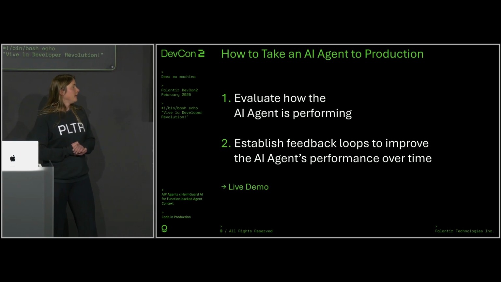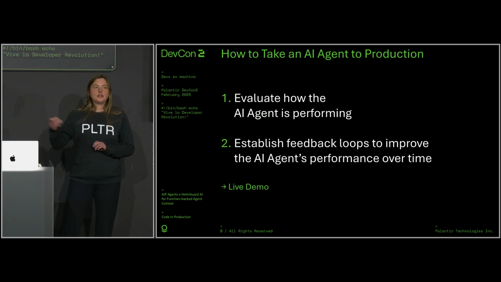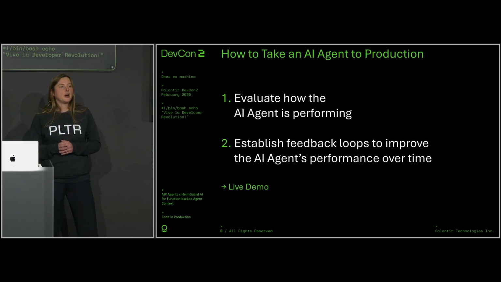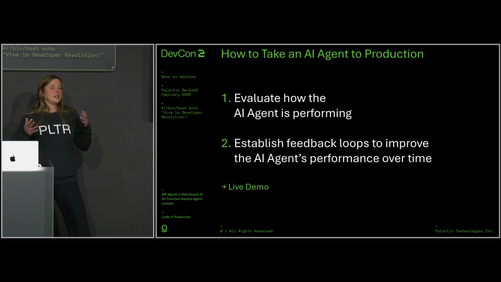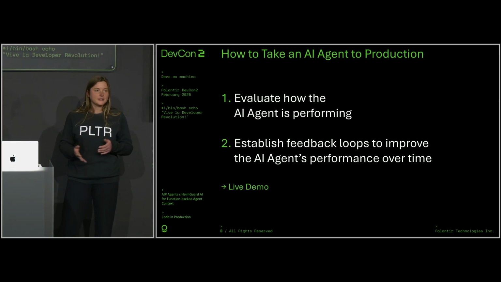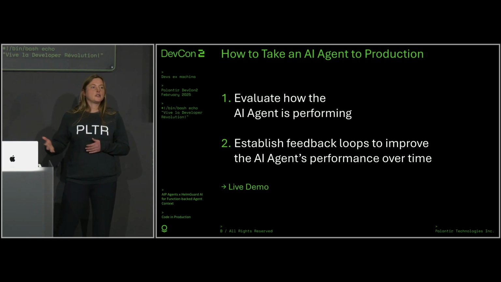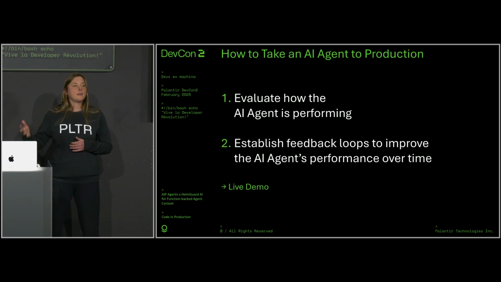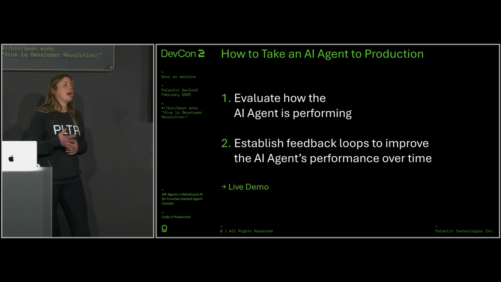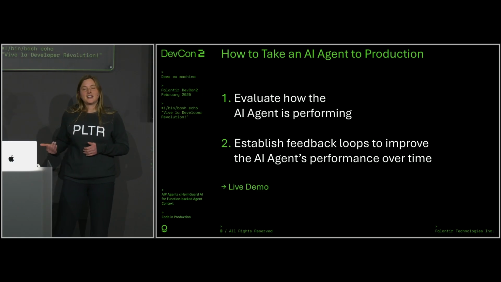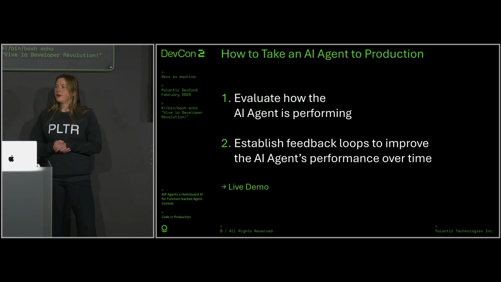So for evaluations, as you change your model, if you upgrade to the latest model, you need to know that it is not degrading your system or performance in any way. And for feedback loops, as your agent is learning over time and as you're learning more about the workflow, how does your agent actually improve? Jack's going to show how he's doing that at HelmGuard.